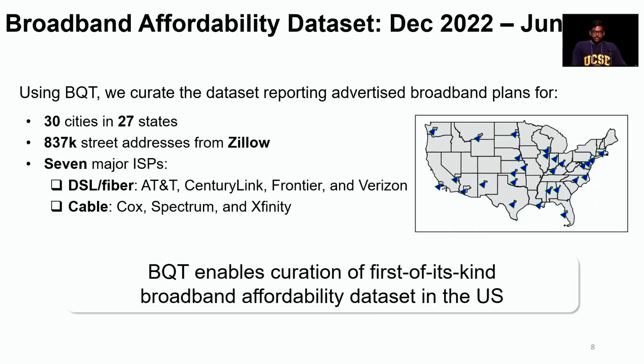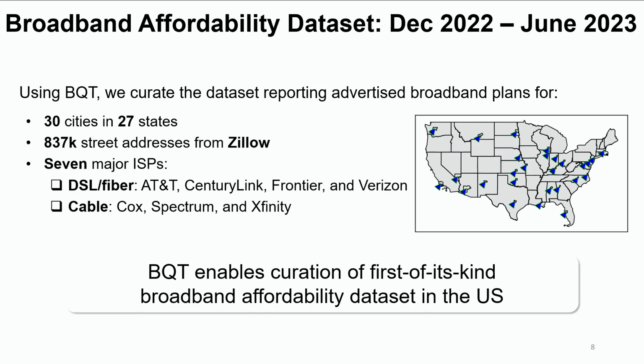So using this tool, we curate the largest data set of broadband affordability in the US. Our data set spans about 30 cities, 27 states. The data set we make use of to get the addresses comes from Zillow. And it comprises two of the major ISPs that provide fixed broadband services in the US. Here we can see the categories: the DSL, fiber, and cable ISPs.